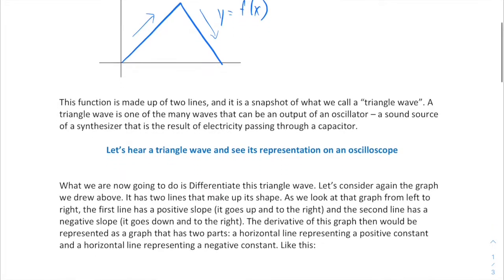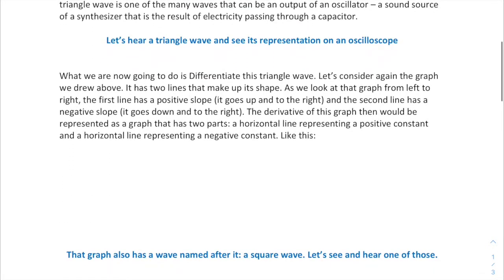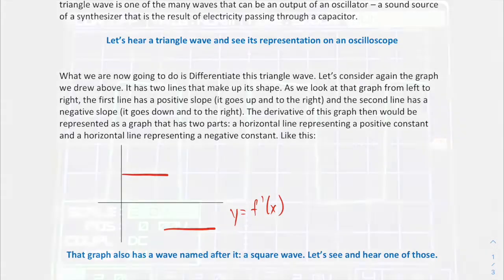The derivative of this graph would then be represented as a graph that has two parts representing the two different slopes that are on that triangle wave. One part of the derivative would be a horizontal line representing a positive constant, and then another part would be a horizontal line representing a negative constant. We can actually draw something like that below. This graph also has a wave named after it, a square wave. Let's see what that square wave looks like and sounds like.